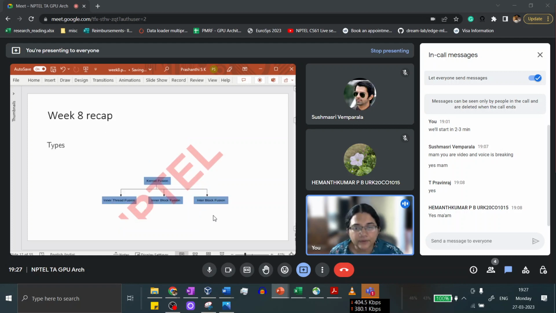Before we go to the types of kernel fusion, is this idea clear? I spent a good amount of time on the recap because as we move ahead, the topics are getting a little bit advanced, and you said last time that you're having trouble understanding some of those things. So is this whole idea clear, or do you have some doubts about it?